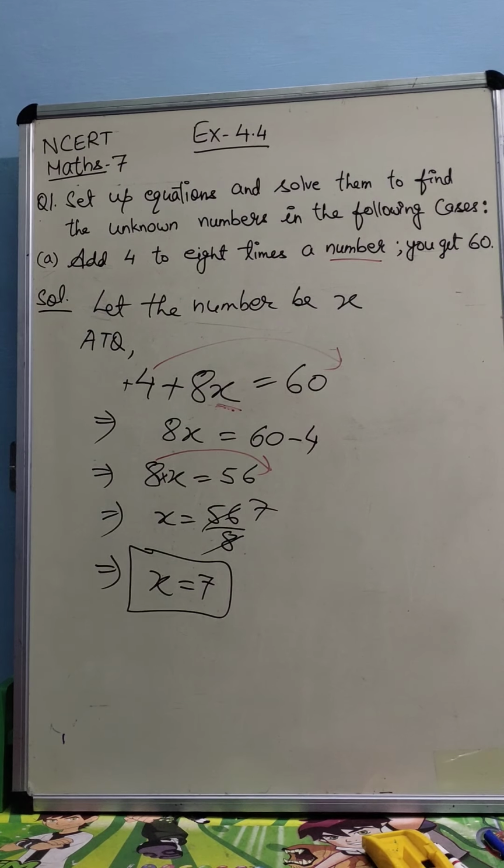Now students, the B part. 1/5 of a number minus 4 gives 3. So 1/5 of a number. So again we will take the number as x. So we will write, let the number be x. So according to question, 1/5 of the number. 1/5 means 1 by 5 of the number means into x. Minus 4 gives you 3.